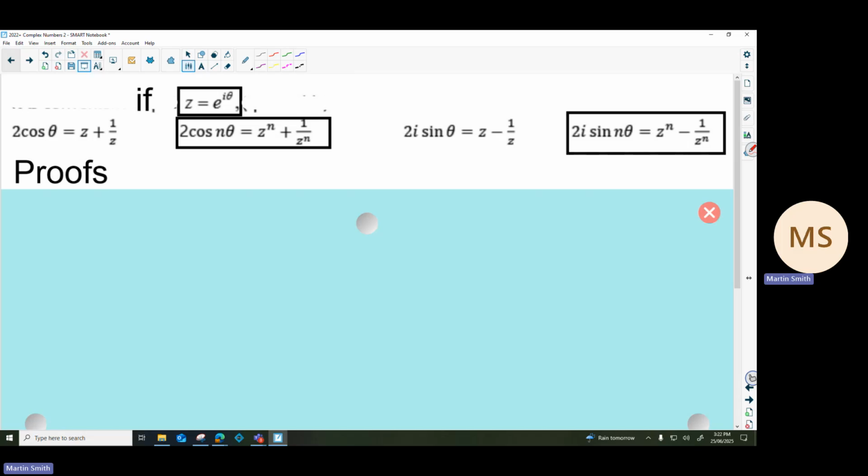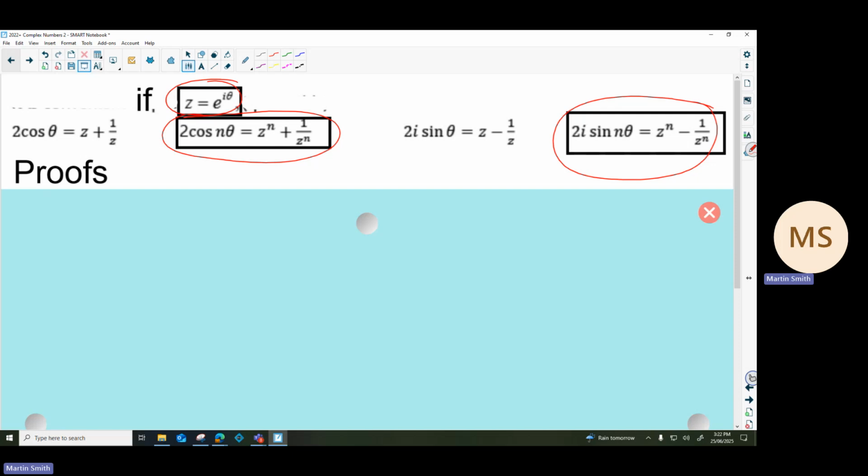So this is basically taken from Active Learn. So it says if z is e to the i theta, I'm going to prove these two statements in boxes. I'm going to prove that if z is e to the i theta, 2 cos n theta is the same as z to the n plus 1 over z to the n, and 2i sine n theta is z to the n, take away 1 over z to the n. The other two statements here are basically got by taking the two rules we have and substituting in n is 1. So I'm going to prove to you these two statements.